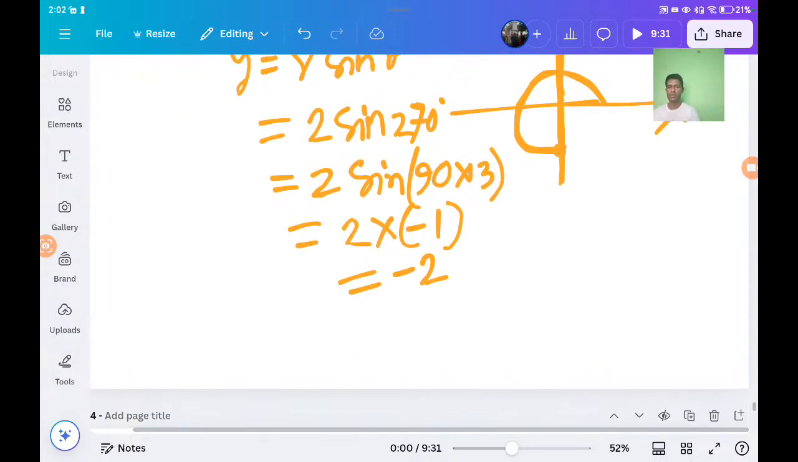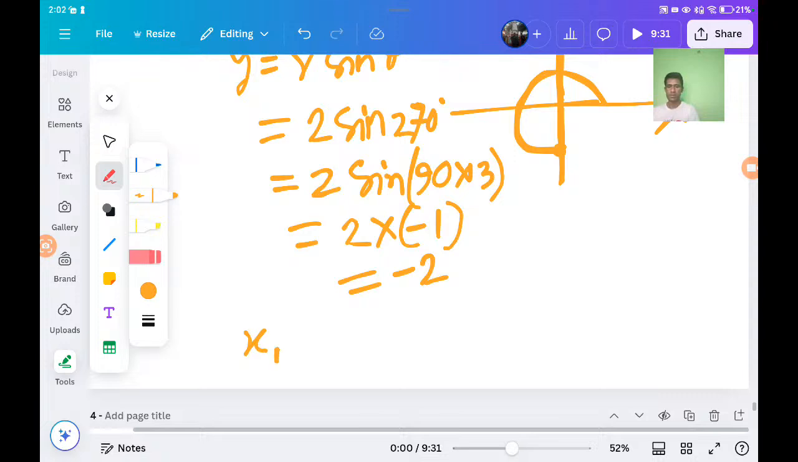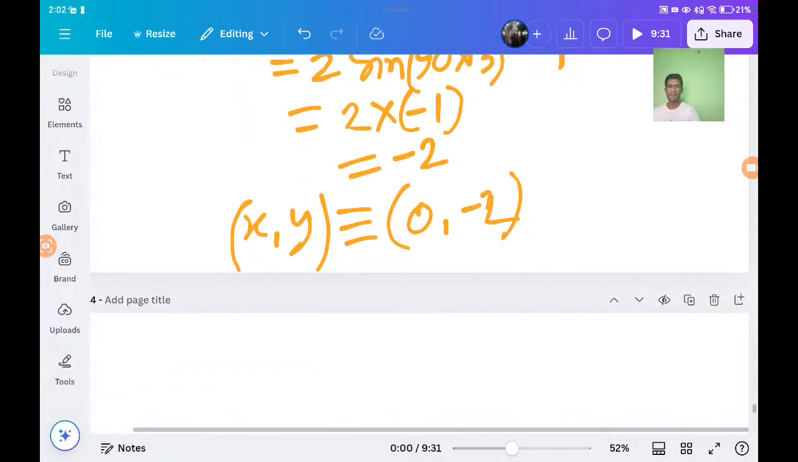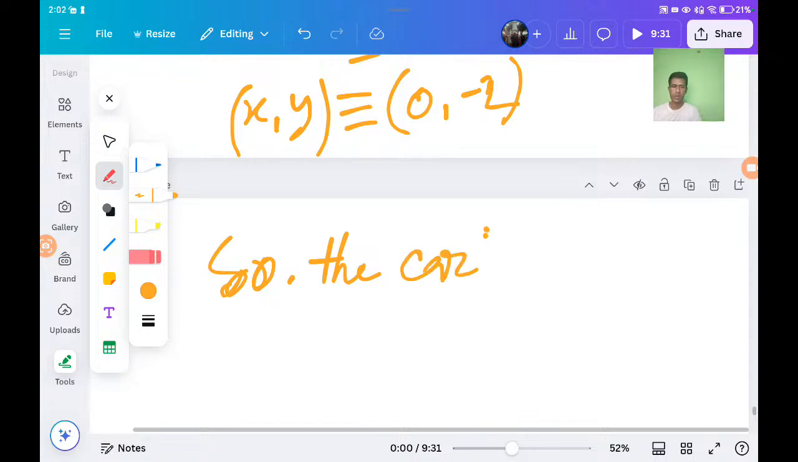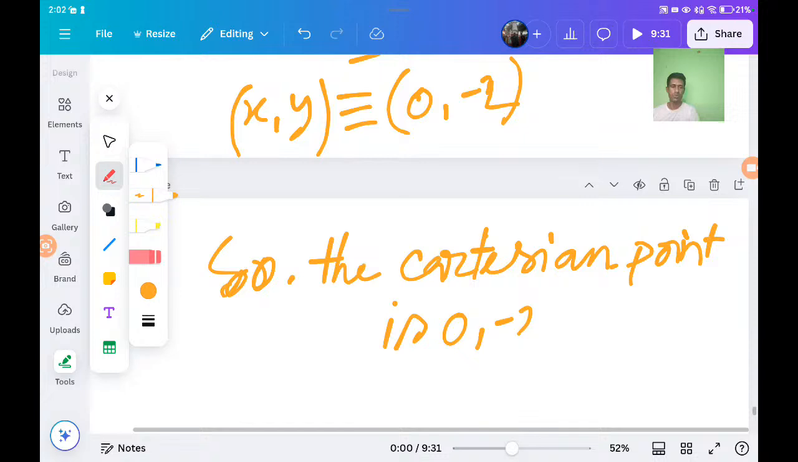So x, y equivalent 0 and minus 2. So the Cartesian point is 0, minus 2. This is the answer.